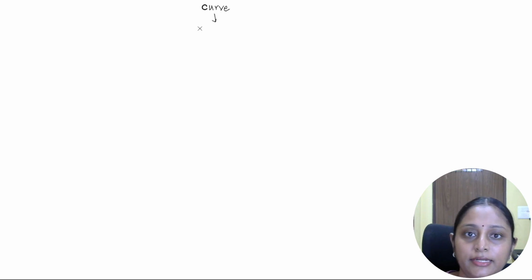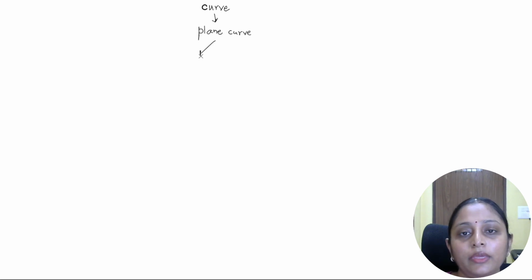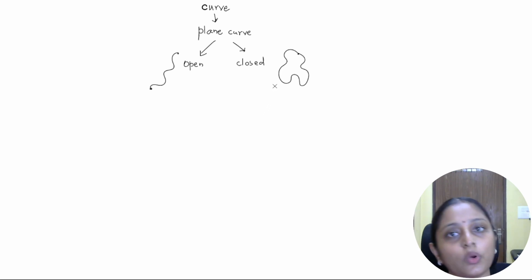Now we are interested in plane curves. What are plane curves? This is a specific class of curves which lie on a given plane. Any curve that lies on a plane is called a plane curve. These plane curves are further classified into open and closed. As the name suggests, an open curve is a curve whose starting point and end point are not the same, whereas a closed curve has the same starting and end point. Or you can say there is no end point.